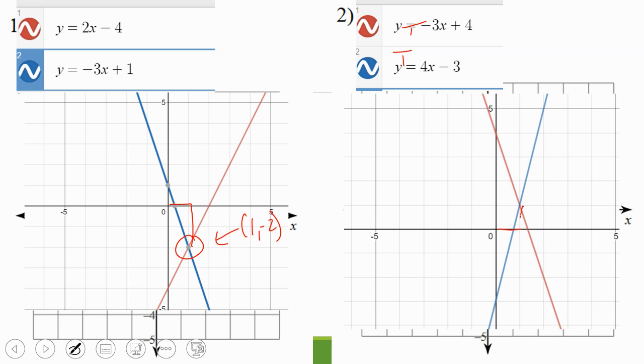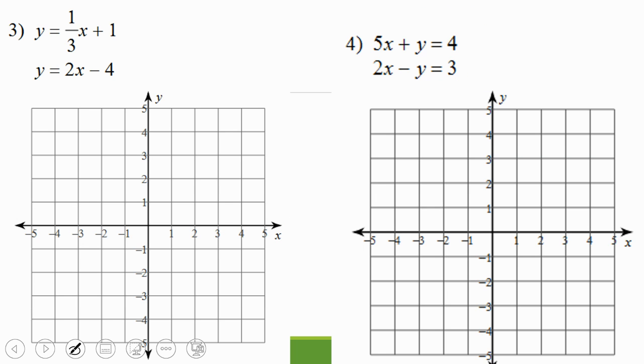So the coordinate of that point is 1, 1. So that would be the solution to my system. It would work in both of these equations. Okay, you try one of these. Pause your computer right now and graph it.